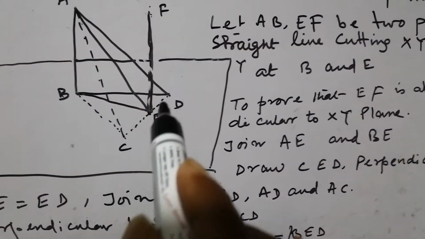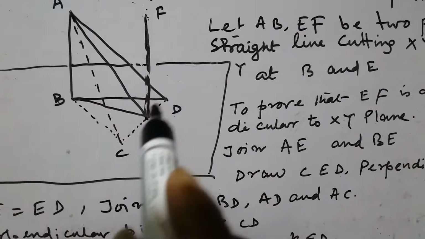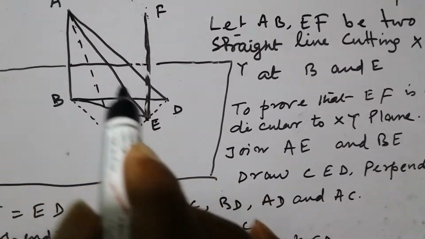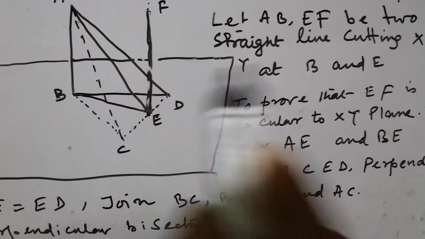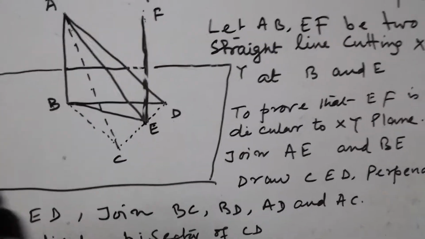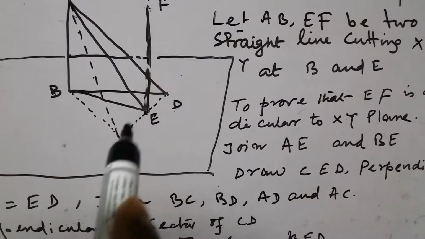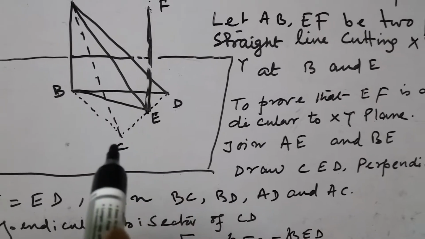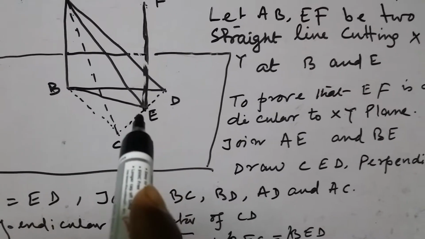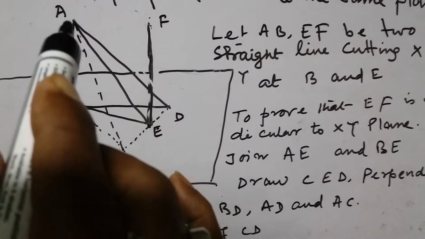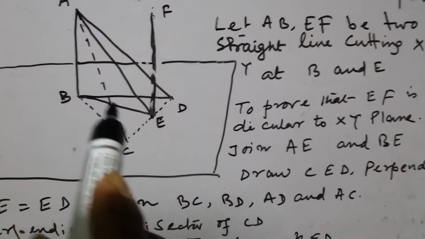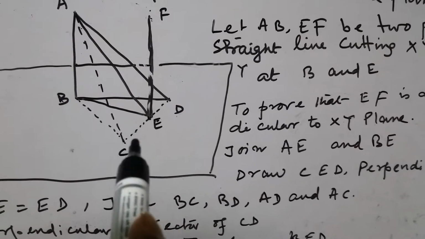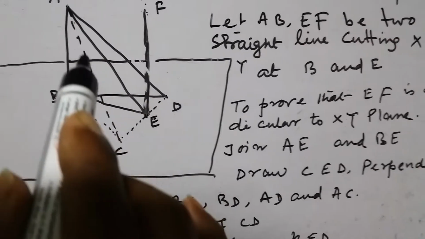Now in ACE and AED, AC is equal to AD, AE is common and CE is equal to ED. So these triangles are also congruent. Hence angles AEC and AED are perpendicular, and CD is also perpendicular to BE. So CD is perpendicular to AE and BE, so CD is perpendicular to the ABE plane.